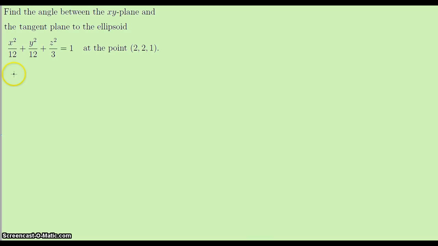Well, the equation of the tangent plane, when it's in the form of x, y's, and z's all together, is that we create this function capital F, which is going to be the entire function set equal to 0. So we take this and subtract 1 from it. And then we take the partial derivatives with respect to x, y, and z, and get x over 6, y over 6 would be the y partial, and 2z over 3 would be the z partial.